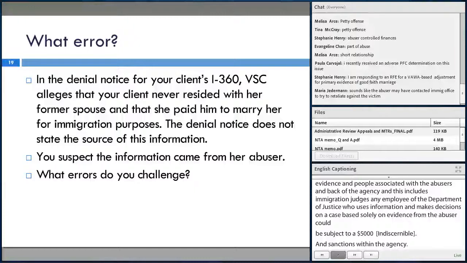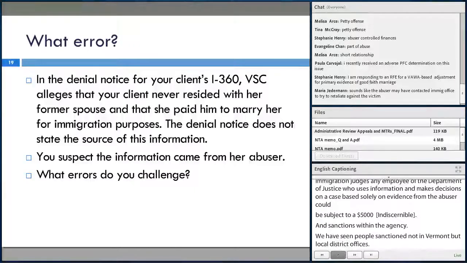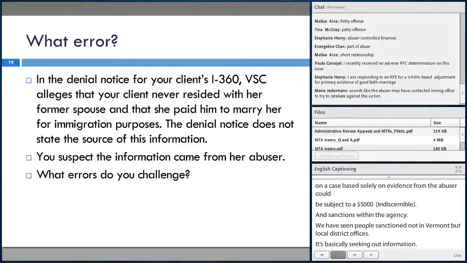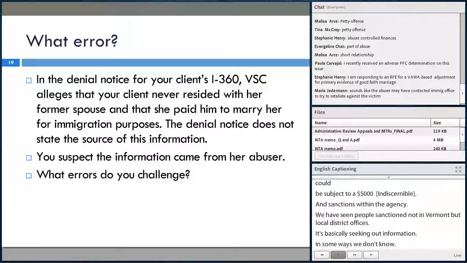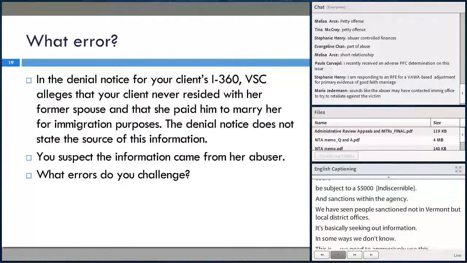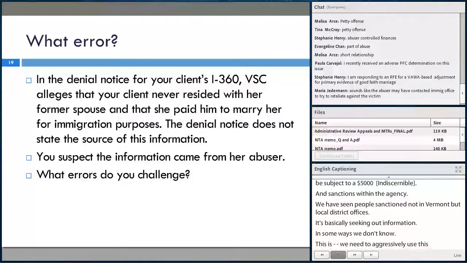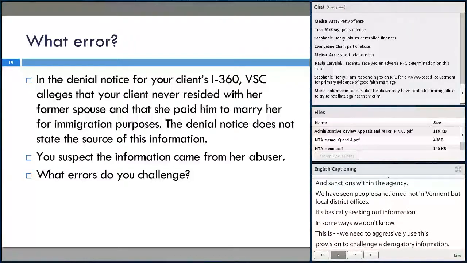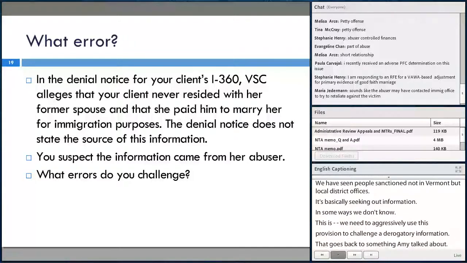So in some ways we don't know, right? But I think that we need to aggressively use this provision to challenge apparent derogatory information that they're not sharing with you. That goes back to something Amy talked about. You have the right to know what the derogatory information is. Perhaps not the source and perhaps not all the details, but they can't just tell you, we have information that you don't know, and we're going to deny your case based on that.